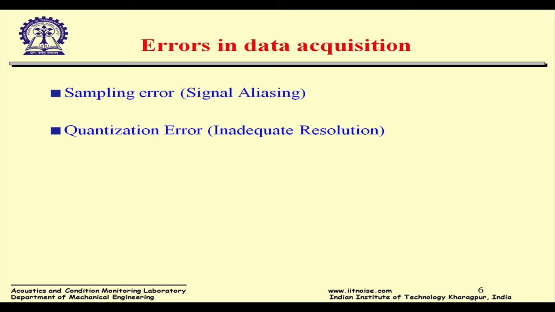And of course, these things you will find in my textbook on machinery condition monitoring also, which you can go to the IIT Noise website to see the details of that book. And then another issue is the quantization error. Once it is in digital, the computer is going to assign it a digital value. So if it is a 3-bit computer, it could be 8 values, 2 to the power 3 is 8.